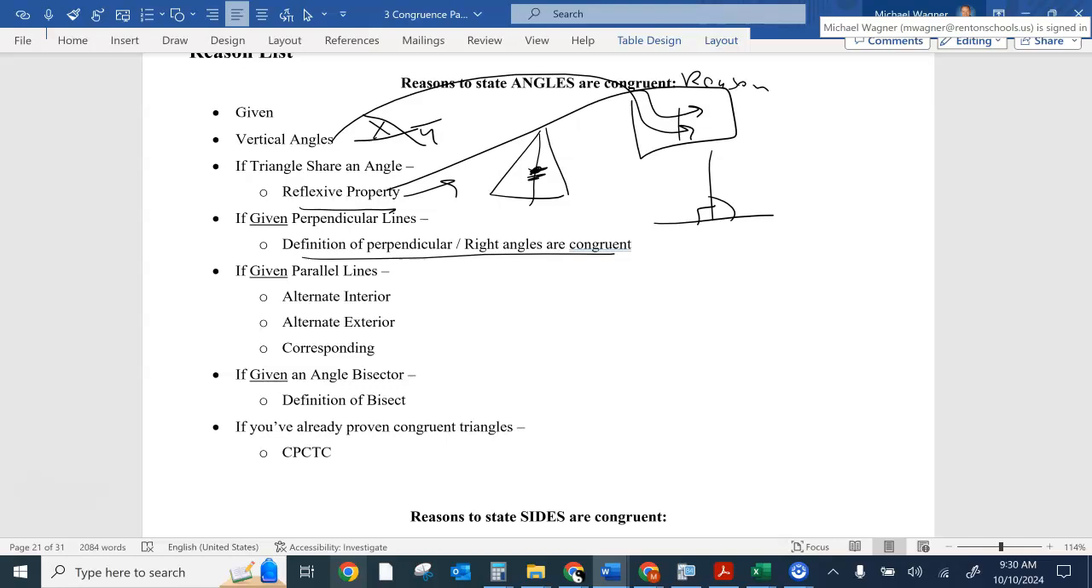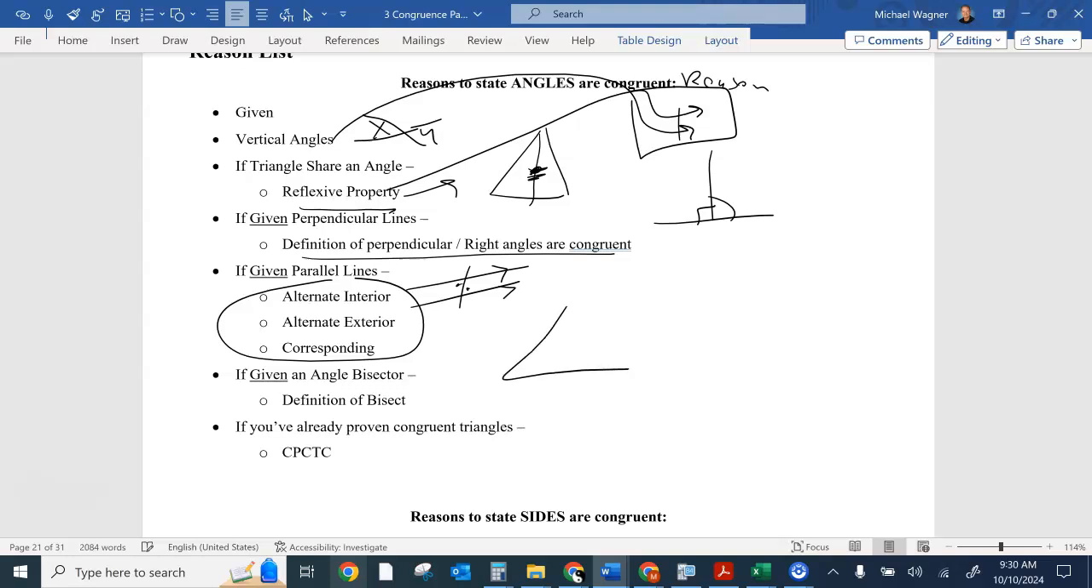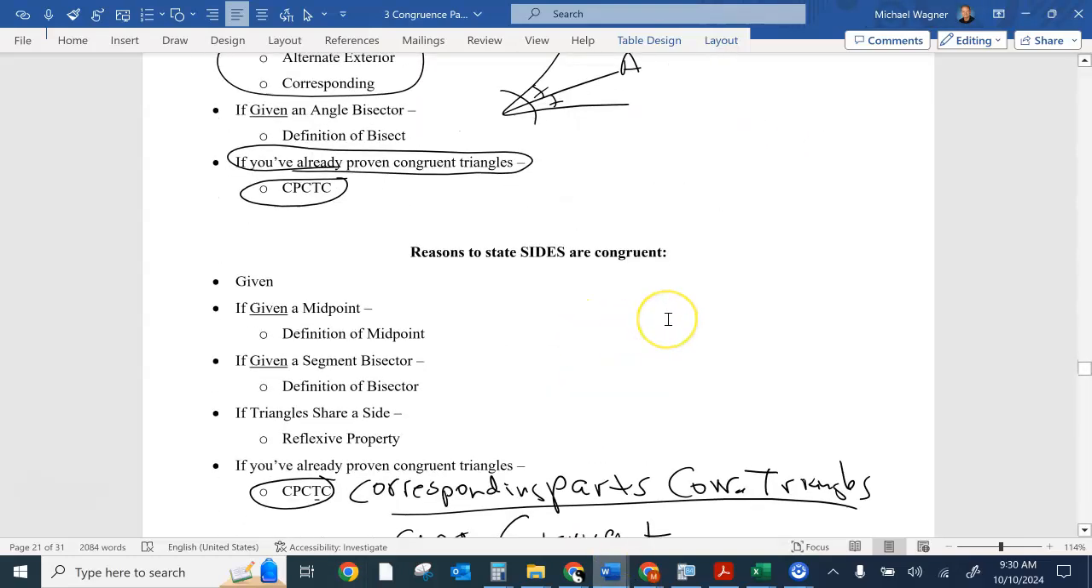Okay, alternate interior, right? So if you got something like that, you know, these are parallel, alternate interior, etc. I won't do all of them because you've done it before. So you may want to make little drawings to the side to jog your memory. If given an angle bisector, so if you've got this angle here and it says that this line is bisecting the whole angle, then that means that these two half angles are equal. And if you've already proven congruent triangles, then that's where this comes through. Again, we wrote it down earlier. Okay, those are for angles.